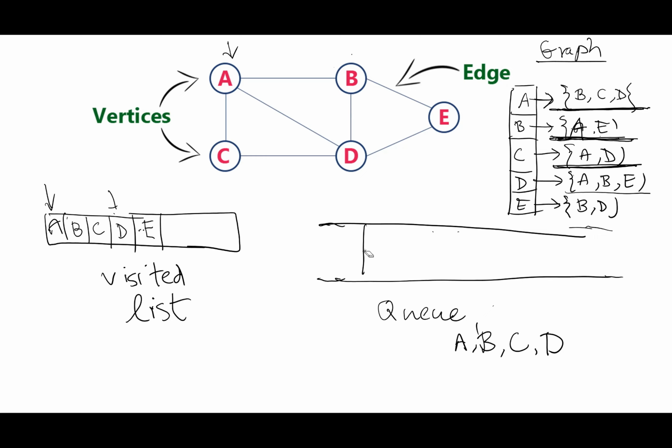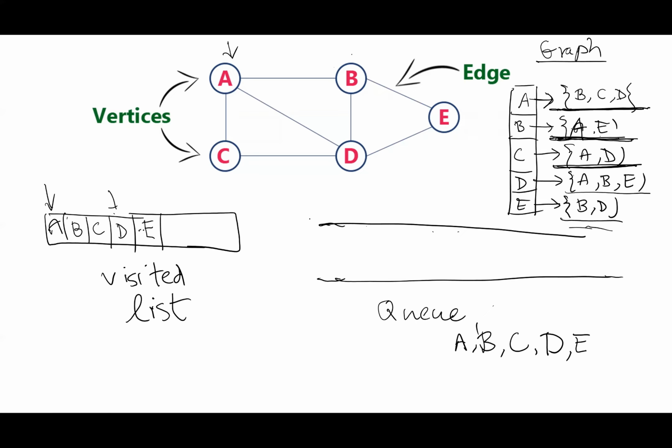Okay, next I take out E, and E's neighbors are B and D. So before I put B and D into the queue, I check the visited list, and I see B and D are already in the visited list. That means I don't put them. Okay, so this is important, keeping a separate visited list so that the already visited nodes are not visited again.